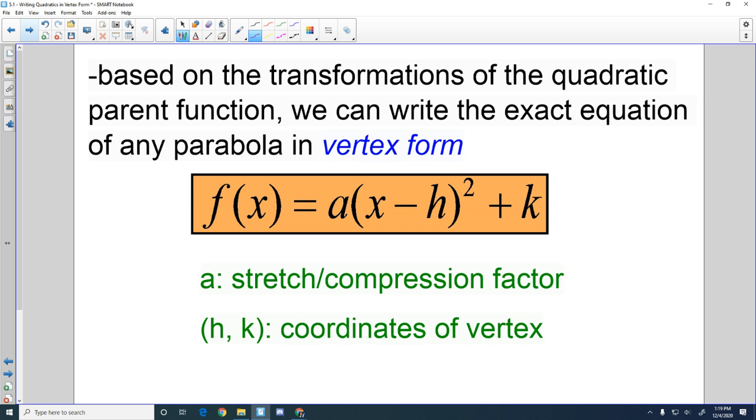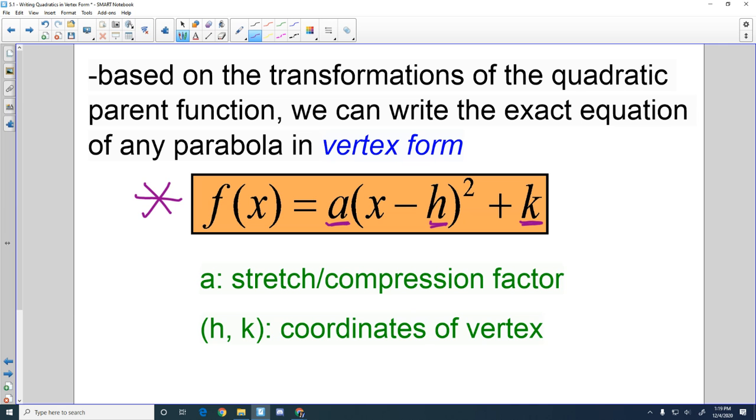So this right here, this is our goal for today. We want to write the equation of a quadratic function in this form. We need to find out the value of a, the value of h, and the value of k. Those will be actual numbers in our equation, so that's our goal. If we determine those three numbers, then we've got the equation.